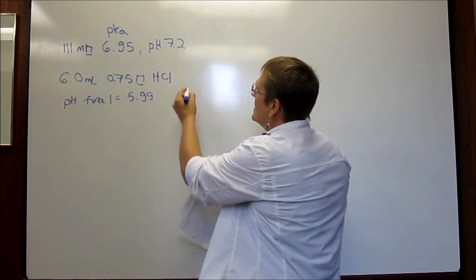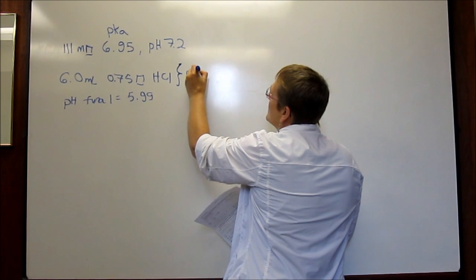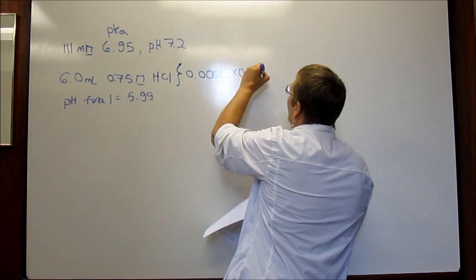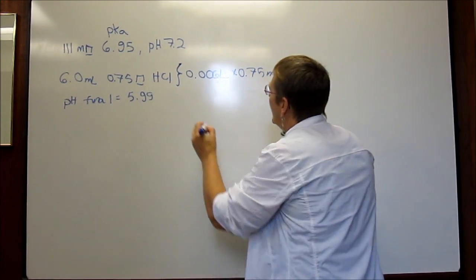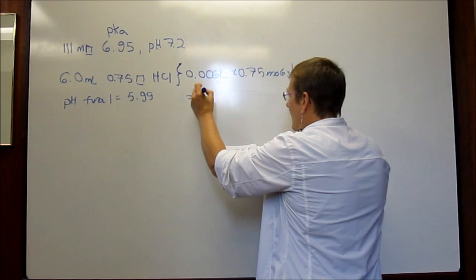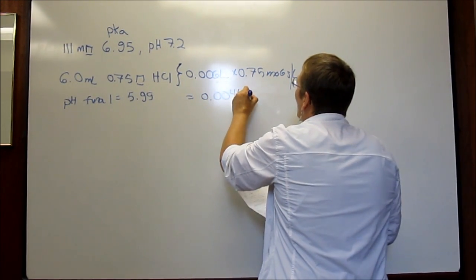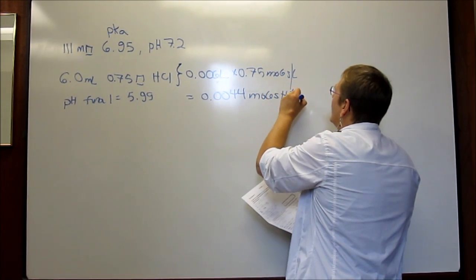This is the easiest bit to look at, right here, where we have 0.006 liters times 0.75 moles per liter of HCl, and this gives us a value of 0.0045 moles of H plus added.